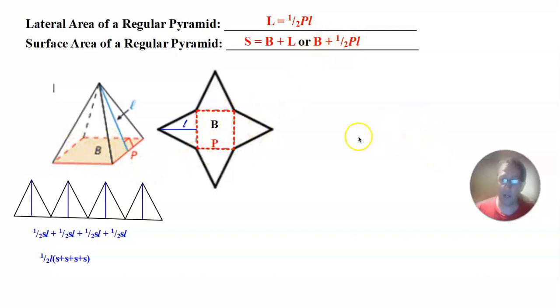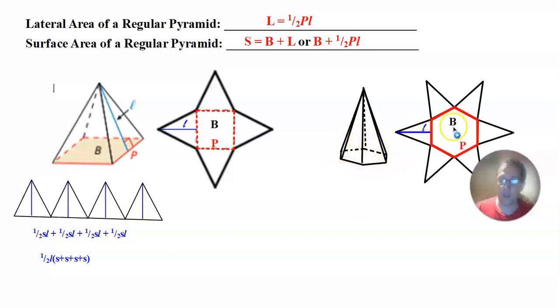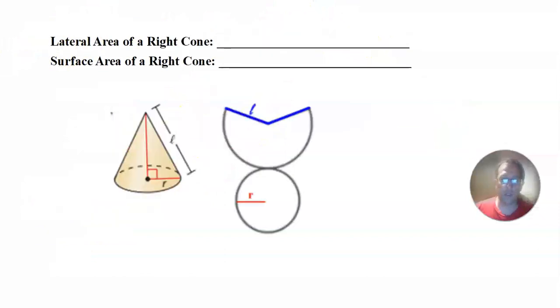Or if I have this one here, now my base is a regular hexagon, and so I have to find the area of the hexagon. Okay, so your formula is going to be different, depending on what shape your base is. Is it a square? Is it a hexagon? Is it a triangle? What do you got? Okay, but you can have the area of the base plus the area of your 4 lateral faces for the lateral area, which is 1/2 PL. All right, so that is that.